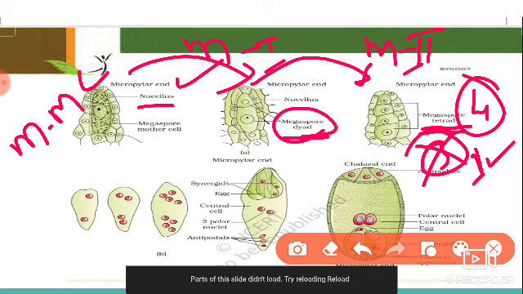The structure of the embryo sac and everything, how the cells are going to be arranged, we will study in the next video lecture.